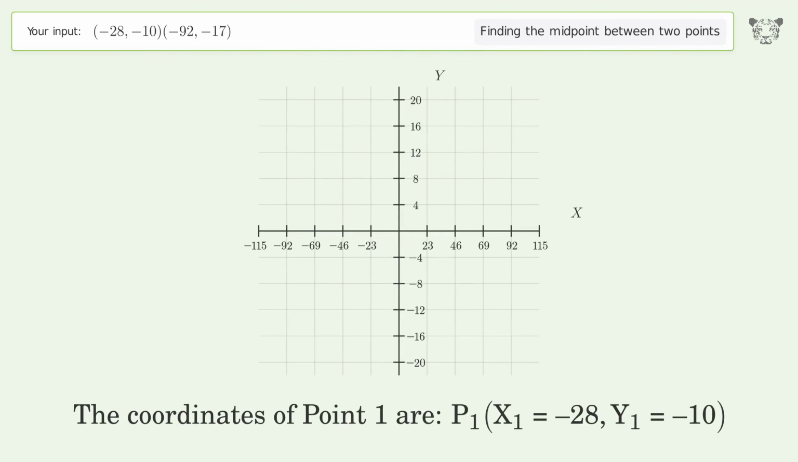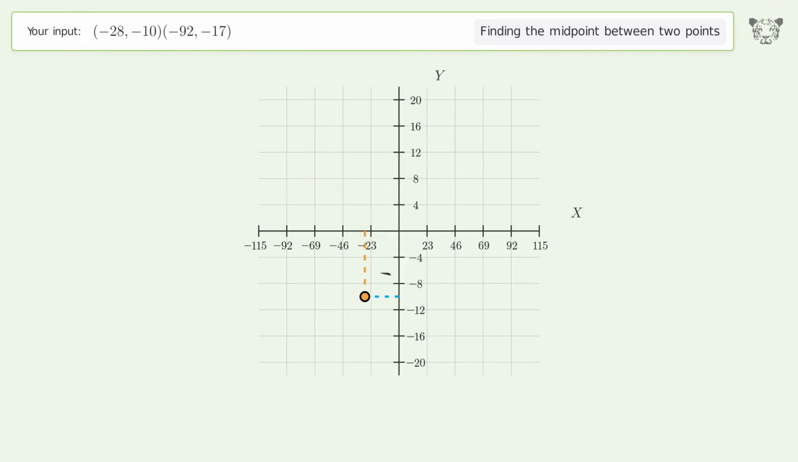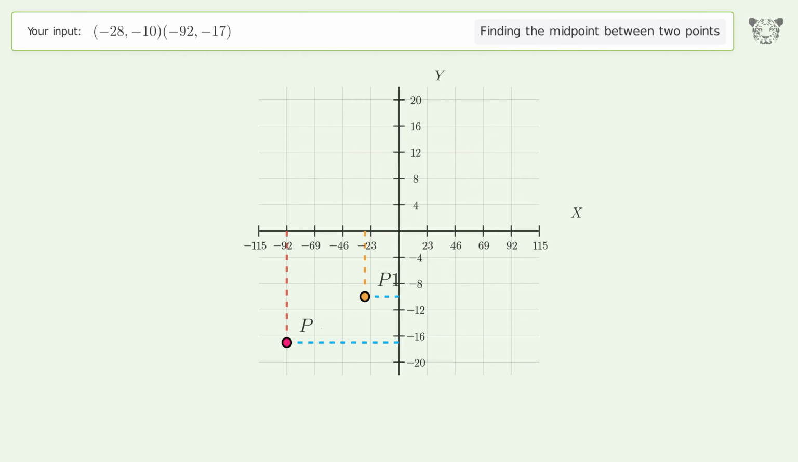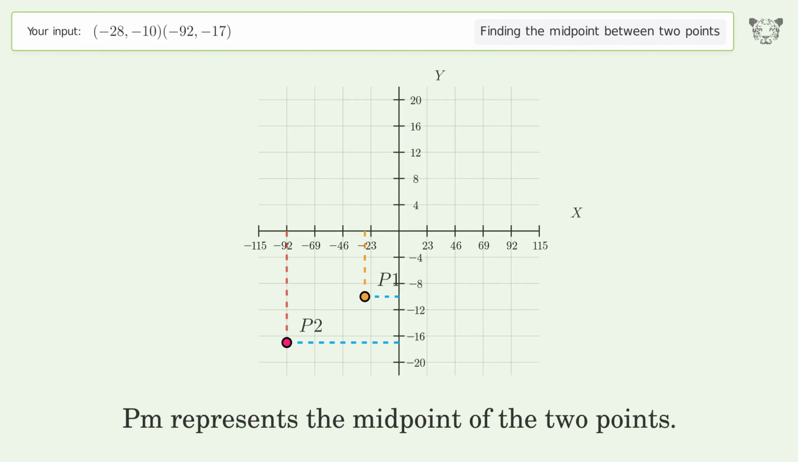The coordinates of point 1 are, x1 equals -28, y1 equals -10. The coordinates of point 2 are, x2 equals -92, y2 equals -17. PM represents the midpoint of the 2 points.